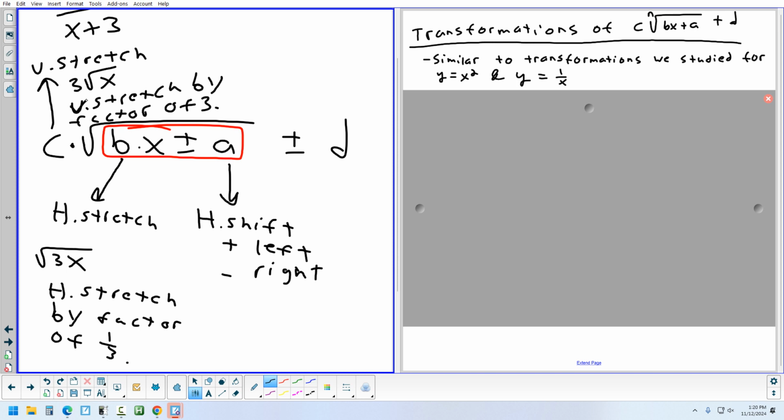Vertical is always normal. So 3 square root of x is a vertical stretch by a factor of 3. 1/2 square root of x is a vertical stretch by a half.